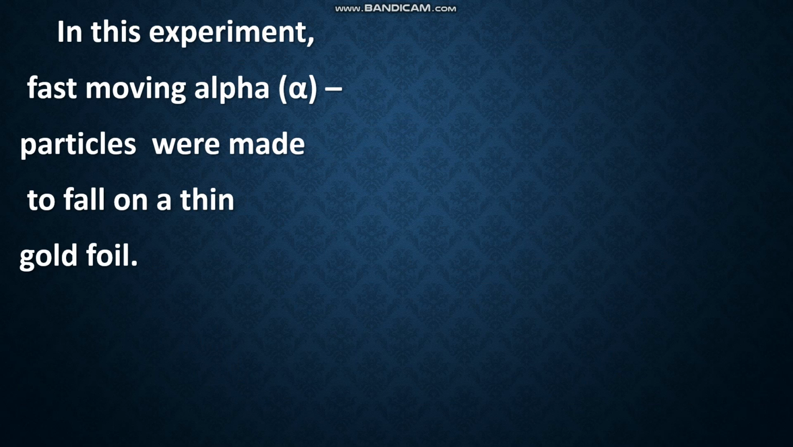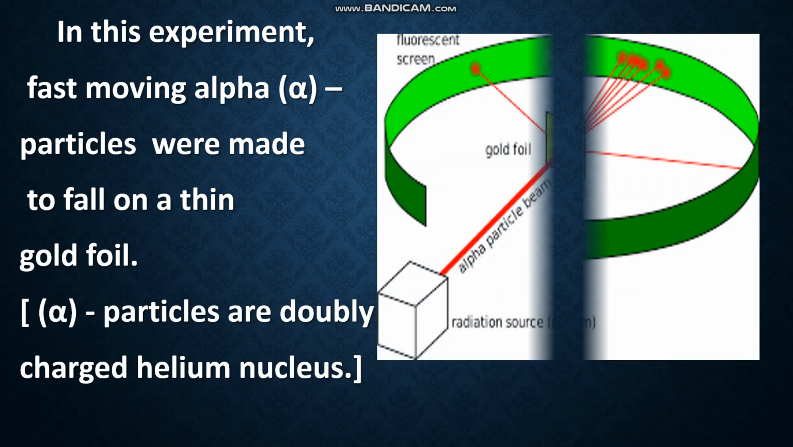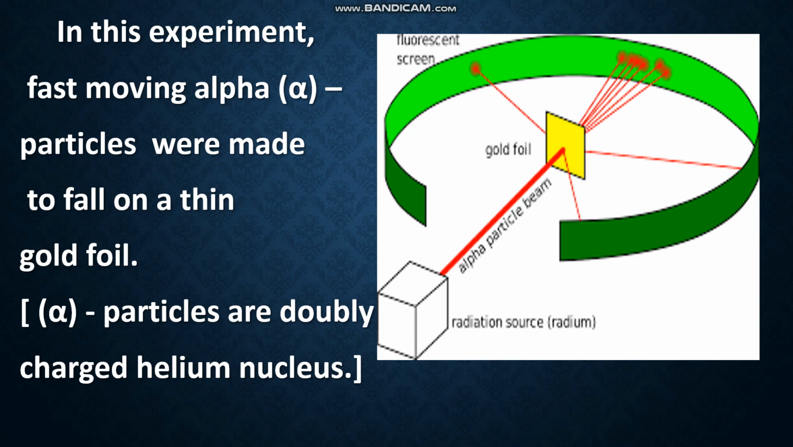So what is an alpha particle? An alpha particle is a doubly charged helium nucleus. That means a helium nucleus having two positive charges. So when these alpha particles are made to fall on a gold foil, he arranged a fluorescent screen also here, so that if these alpha particles hit the screen, a glow will be formed there. From that we can find out which direction these alpha particles are moving.